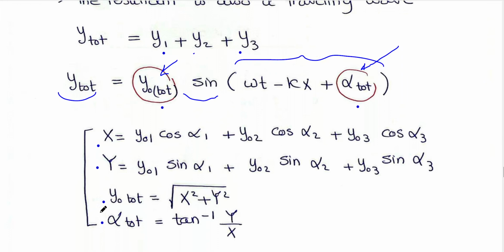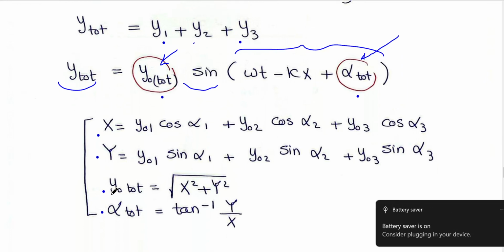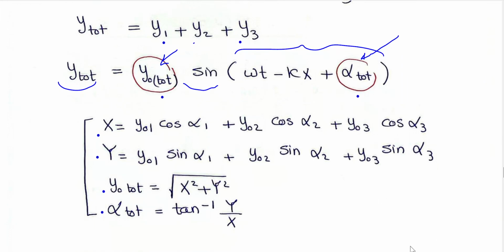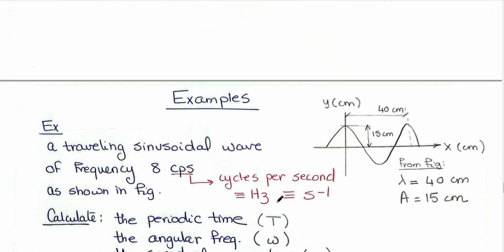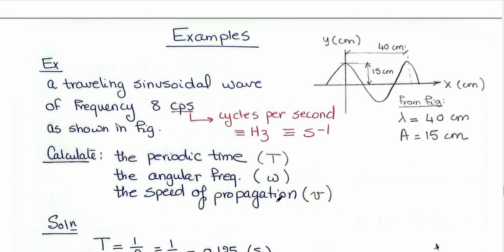Let us solve some examples on the traveling wave equation. This figure shows a wave function versus x. The distance from crest to crest is 40 centimeters. This is the wavelength of the wave.